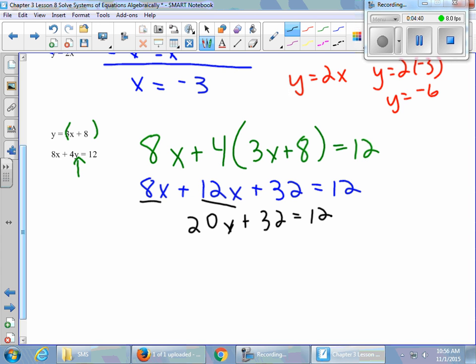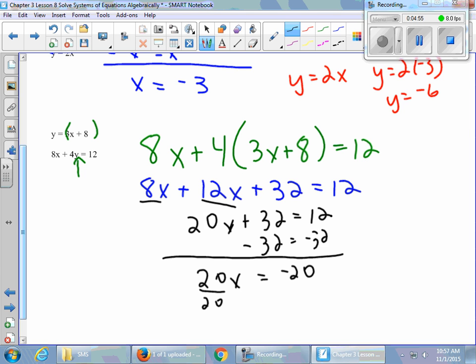Now we have our two-step equations, which we did in chapter 2. We have to get x by itself, so we're going to subtract 32 because you do the opposite. That leaves us 20x equals negative 20. Divide each side by 20. x equals negative 1. Okay, that's the first part of our answer.